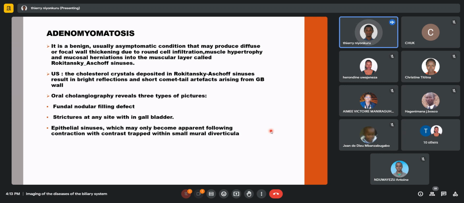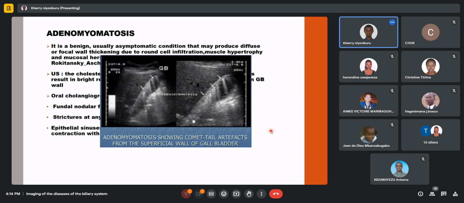On oral cholecystography, we may see three types of findings. We may see a fundonodular filling defect. We may see a stricture at the site of the gallbladder, or epithelial sequestration, which may become apparent following contraction with contrast in small diverticula.